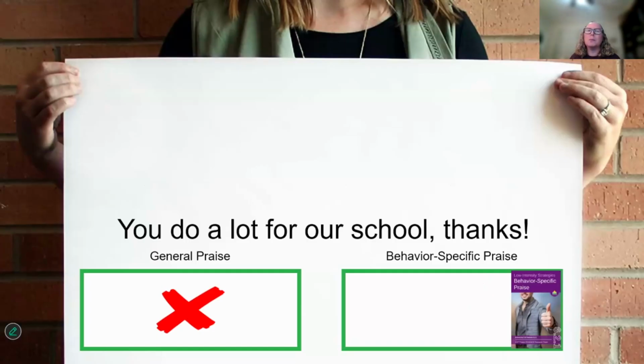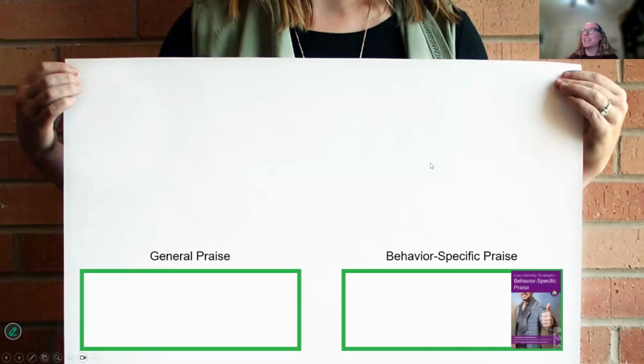So even with adults, we want to be really specific. What are the things that they are doing that they're receiving that praise for? Is it volunteering for committees? Is it using behavior-specific praise with their students? Is it modeling pre-correction to their peers? These are all things we really love and like to hear. All right, so thank you for playing our game.